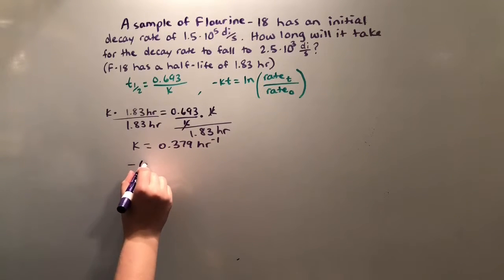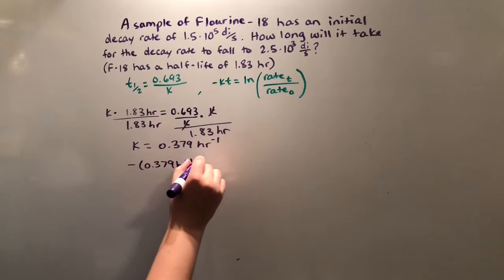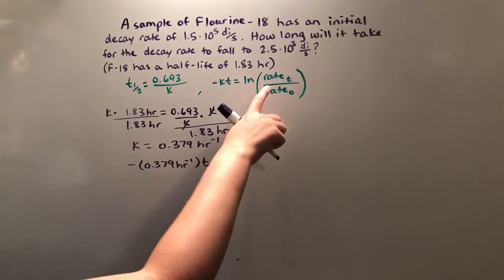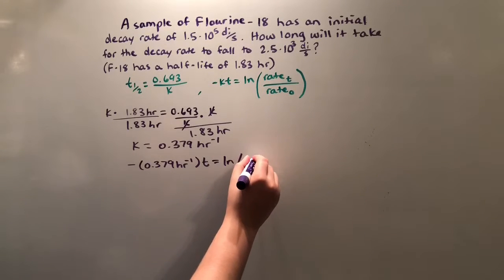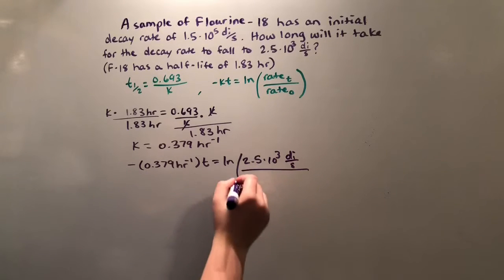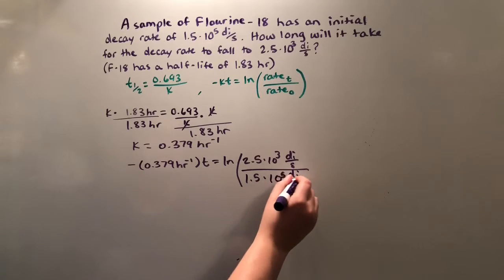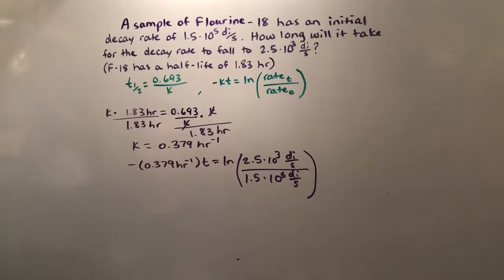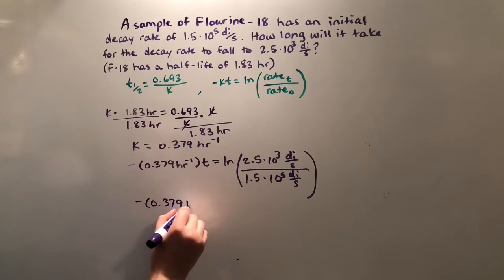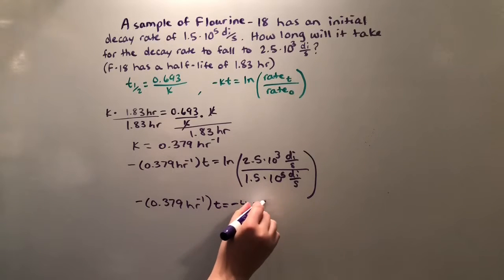So we found our k, 0.379 per hour, or hours to the negative 1, times t, equals the natural log of the rate at time t, 2.5 times 10 to the third disintegrations per second, divided by your initial rate, 1.5 times 10 to the fifth disintegrations per second. So simplifying this, we're going to get negative 0.379 hours to the negative 1 times t equals negative 4.09.